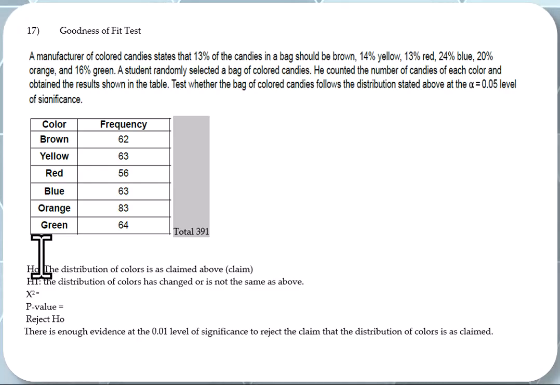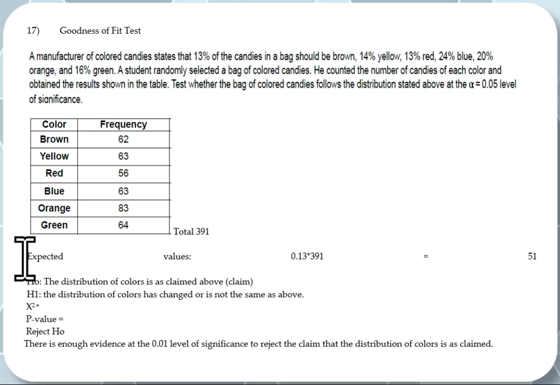Okay, let's find the expected values. I'm going to show you how to find that. For brown, he says 13% should be brown. So if the claim was valid, we should expect 13% of the candies to be brown. So we have 0.13 times 391, which is the total, equal to about 51. If you round to the nearest number, you're going to get 51.